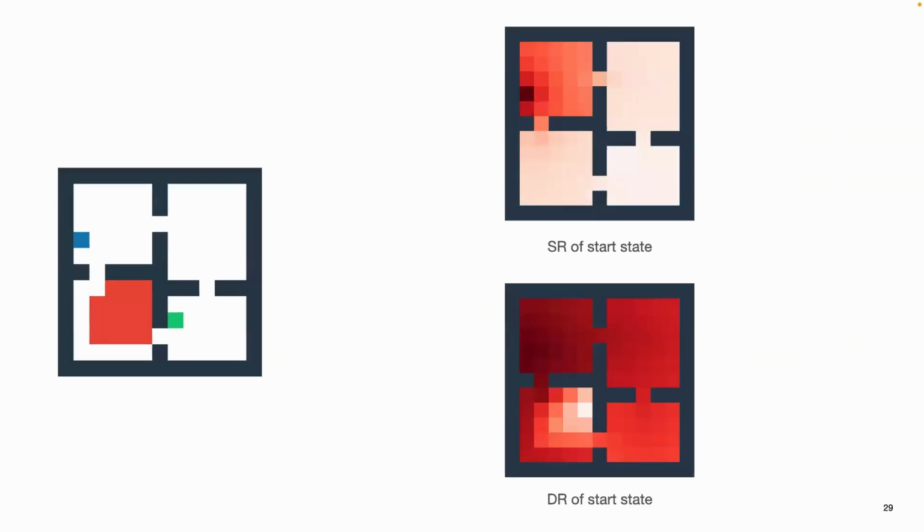And here's a visualization of the successor representation and the default representation of the start state, which is the blue state in this environment. As we can see, similar to the earlier case, the successor representation is largest at the starting state and decreases as you get further and further away. The default representation is doing the same. However, the critical difference is that in the low reward region, there's a sudden dip in the value of the default representation.